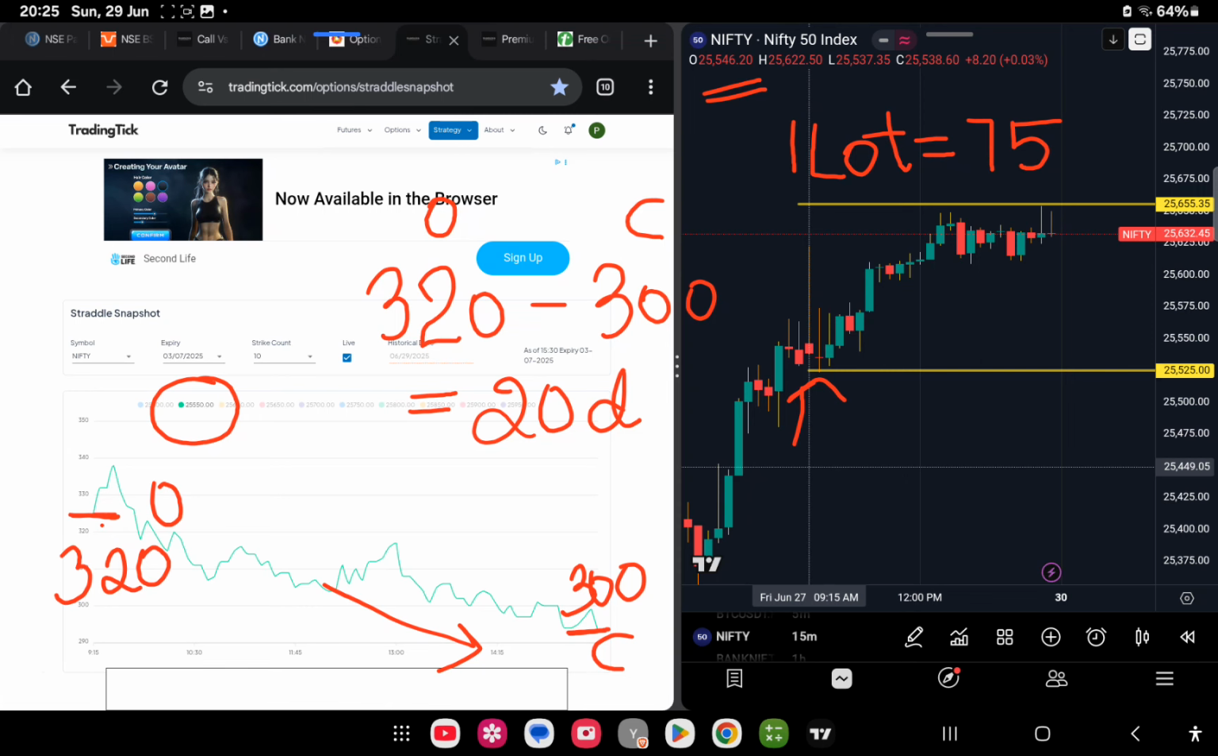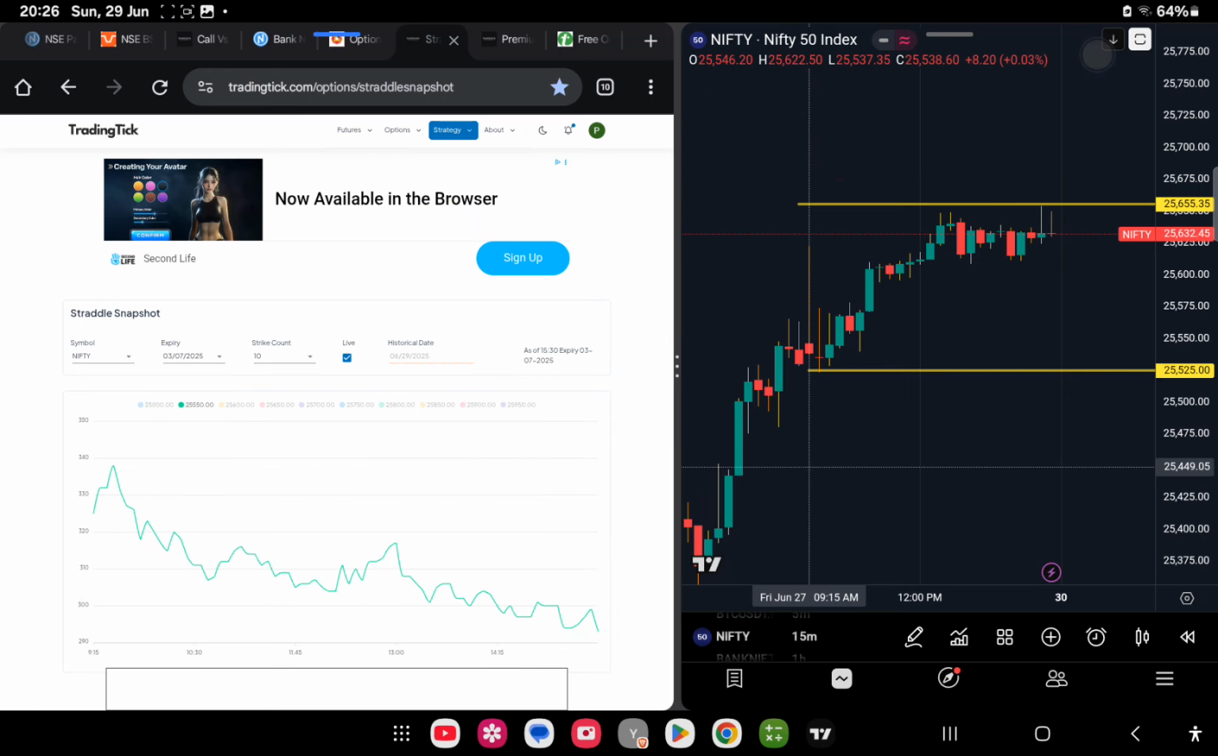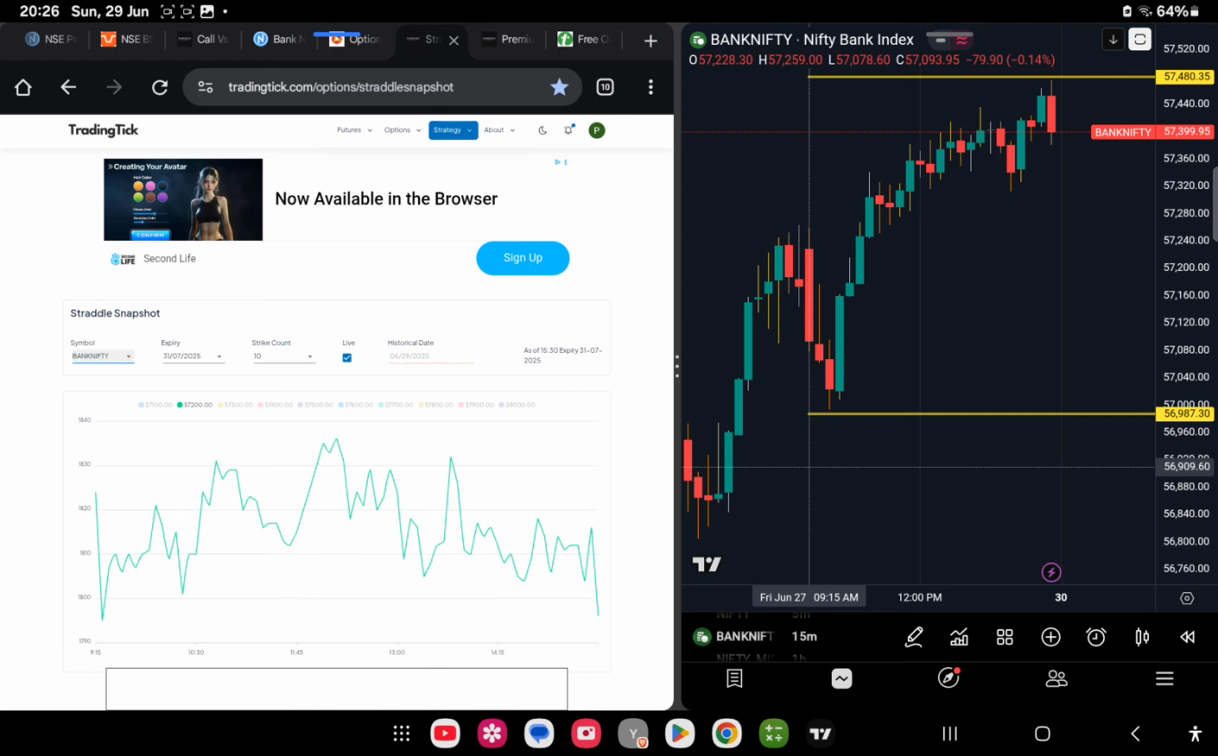Now here is how to calculate your profit. Every day's profit, today it is 20 points times one lot size, that is 75. So this is going to be your profit amount. Exactly the same way we are going to calculate for everything. I am showing you this in very much detail. Let's take an example of Bank Nifty. I am going to check only for the open price. We will go to Bank Nifty here. You see Bank Nifty open is 57,200, exactly selected here.